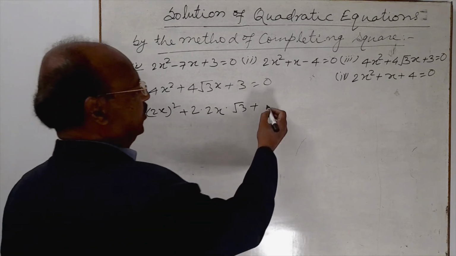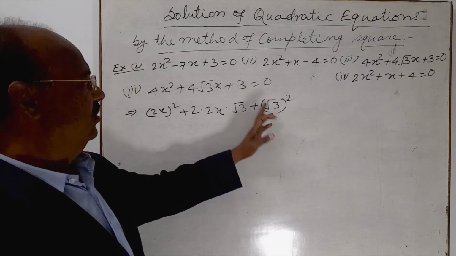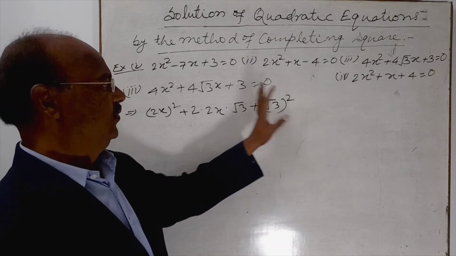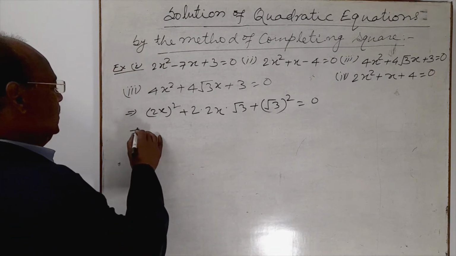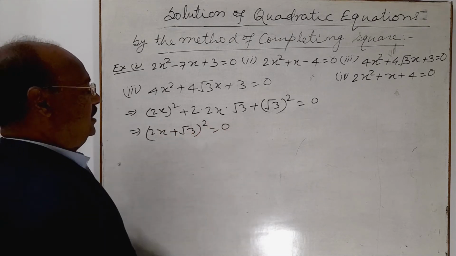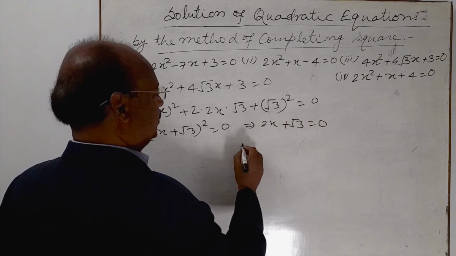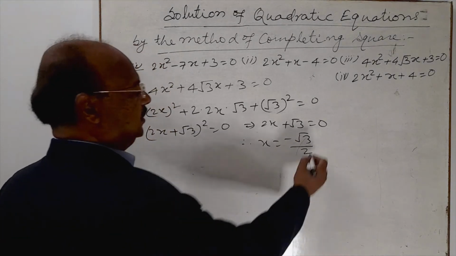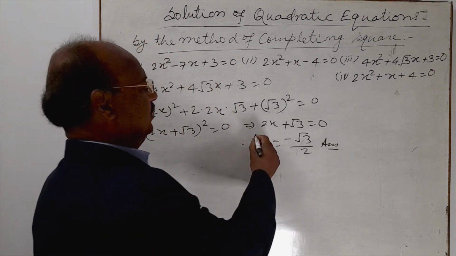b square means root 3 whole square. Means this is 3, which is already available here. So there is no need to subtract or add anything else. And this is equal to 0. Now this is 2x plus root 3 whole square is equal to 0. This implies 2x plus root 3 is equal to 0, and therefore x is equal to minus root 3 by 2. This is the answer. This is the solution of the given quadratic equation.